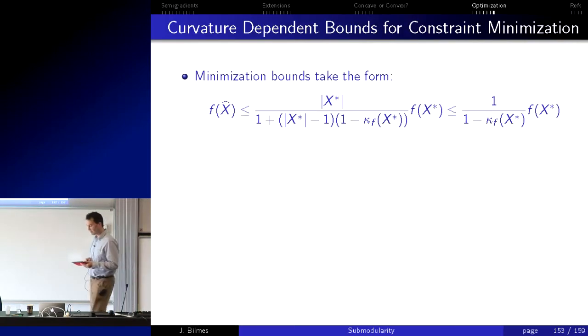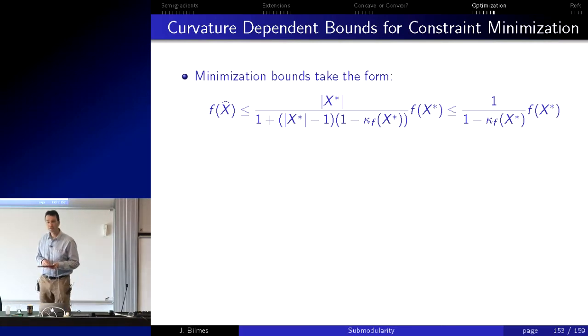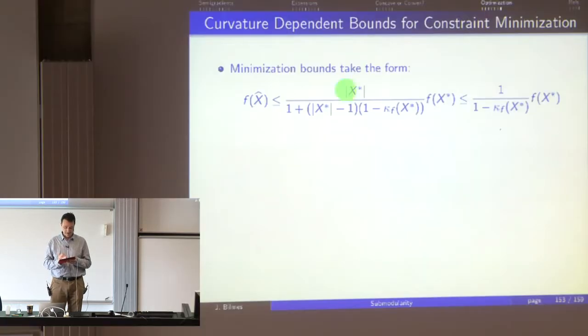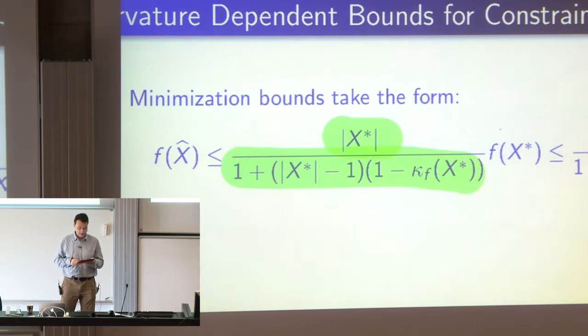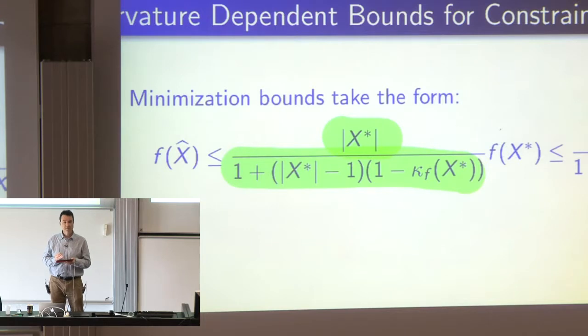Now, for constrained minimization, curvature also seems to be a fundamental complexity parameter for submodular functions. The types of bounds you get look a little bit complicated, but if you think about it, it's actually not so bad. So what you get is, with x star the optimal solution, the bound has this particular form. Let's just quickly zoom in on this. First of all, note that if the curvature is 0, then what you get is a bound of 1.